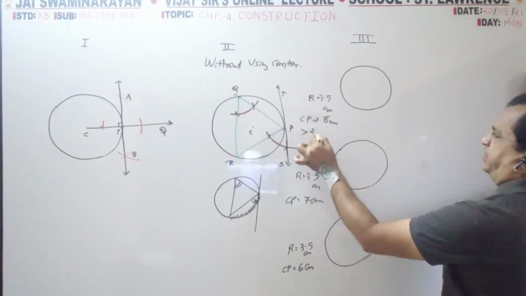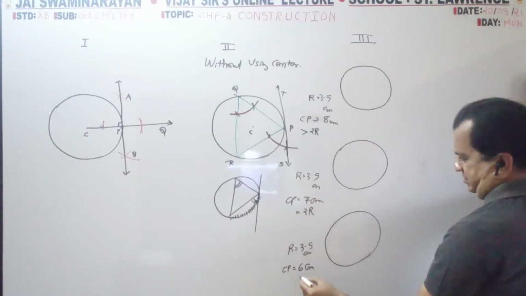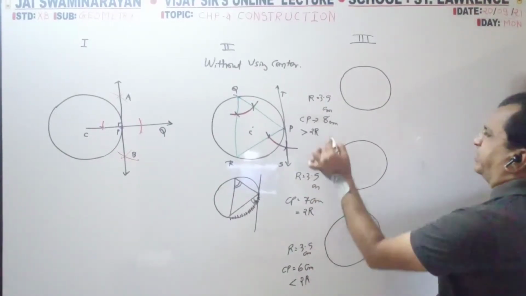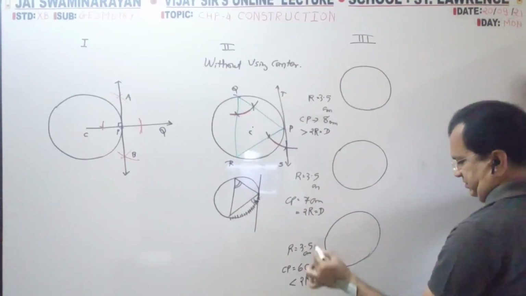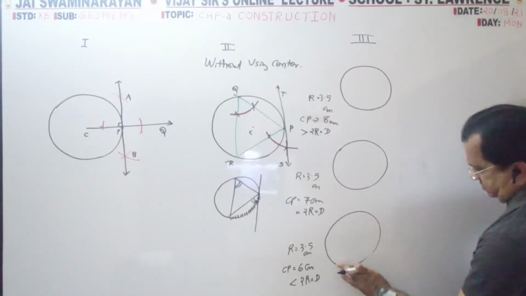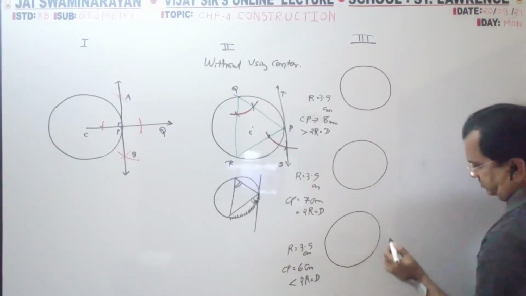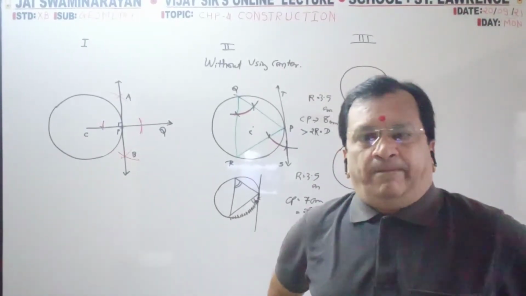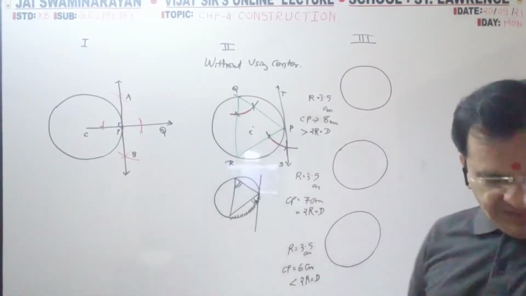Greater than double the radius, exactly double the radius, less than double the radius. Double the radius means what? Diameter. Three circles of the same measurement I have drawn.